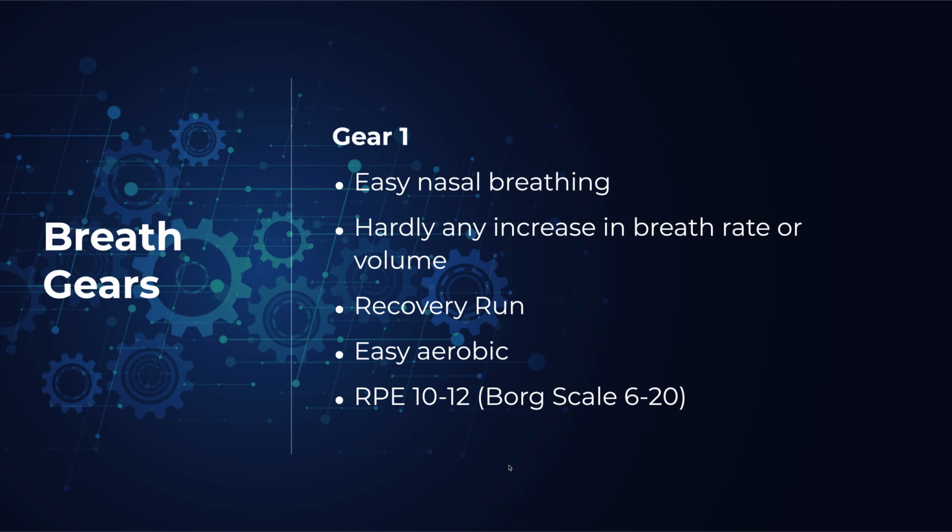Now, why we use a 6 to 20 is that very roughly, if you add a 0 to that number, so the 10 to 20, so 100 to 120, very approximately, you're getting sort of like a heart rate training zone there. Now, I know there's a lot of other things that affect heart rate, so really don't take this as a given, but roughly, if your heart rate's between 100 and 120, you're running in gear 1 at an easy pace. You should easily be able to nasal breathe.